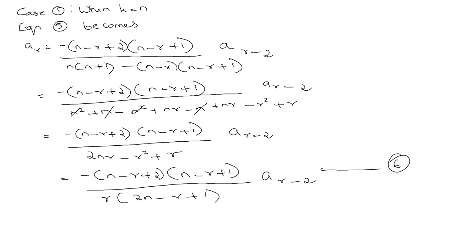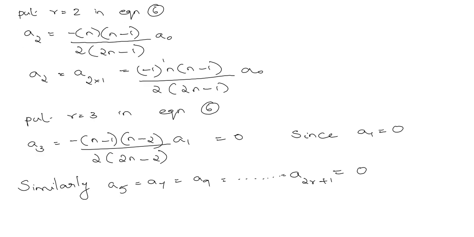And now we can take r common from the denominator. So this equation will now become minus (n minus r plus 2) into (n minus r plus 1), the whole thing divided by r into (2n minus r plus 1), into a(r minus 2).